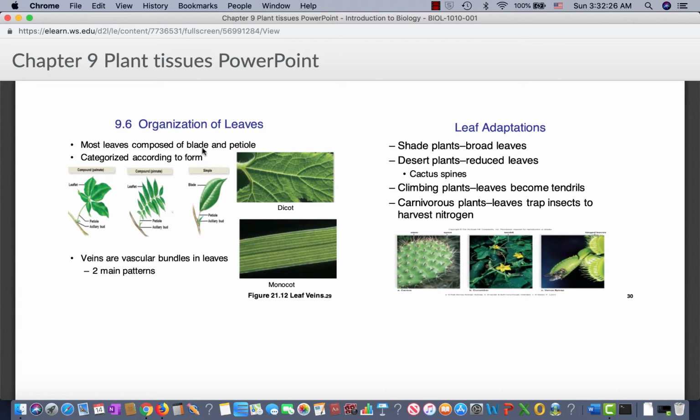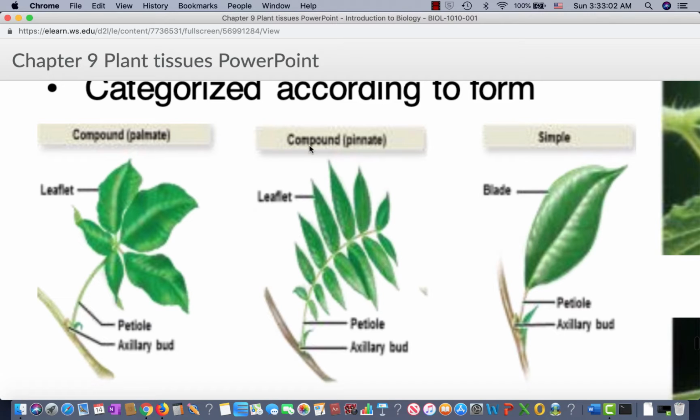Leaves are composed of a blade and a petiole and are categorized according to form. So two main patterns, your dicot and eudicot. But you've got a simple leaf here. You've got one petiole and one blade. A compound leaf: one form of compound leaf, you've got your one single stem or petiole going through the whole thing and then little leaflets off of it. Or in another form of compound leaf, you have them all branching at the end, and this is the palmate and pinnate.